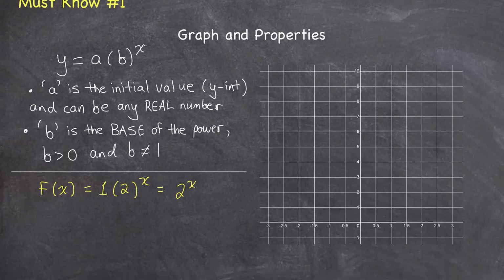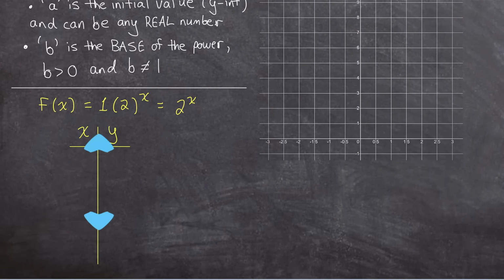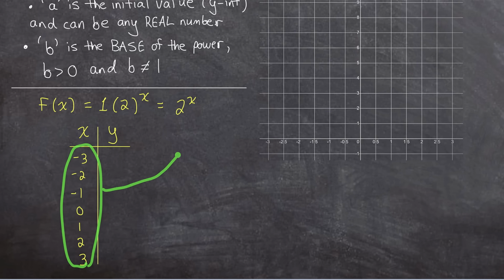Before I sketch its graph, let's make a quick table of values. I'll choose x values between -3 and 3, so we get a section of the graph that is a good representation of what an exponential relationship looks like. And now I have to take each of these x values, sub them into my f of x function for x, and then calculate y.